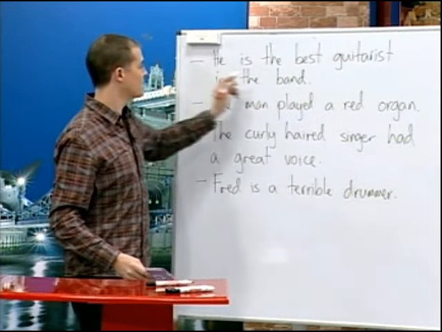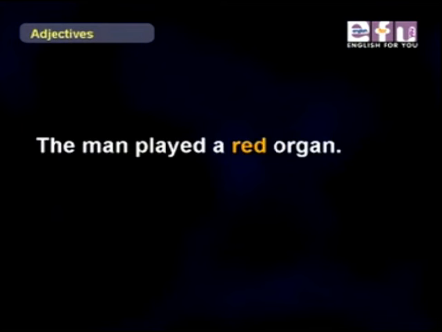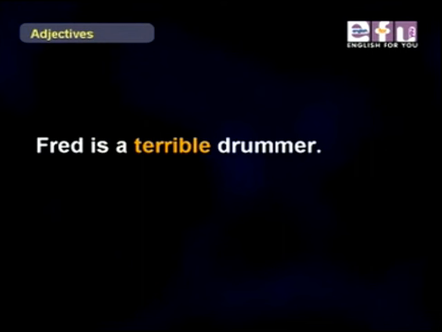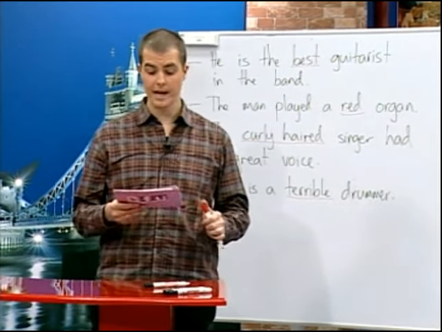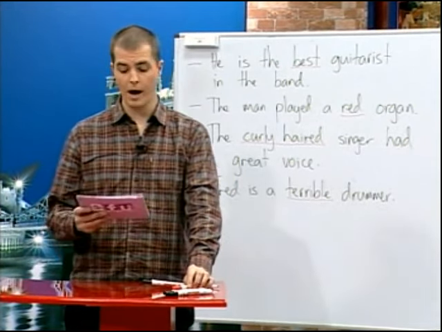In the first sentence, best is the adjective. In the second sentence, red is the adjective. In the third sentence, curly-haired is the adjective. And finally, in the fourth sentence, terrible is the adjective. So adjectives are words that give us more information about a noun or a pronoun. They can be used before or after the noun.